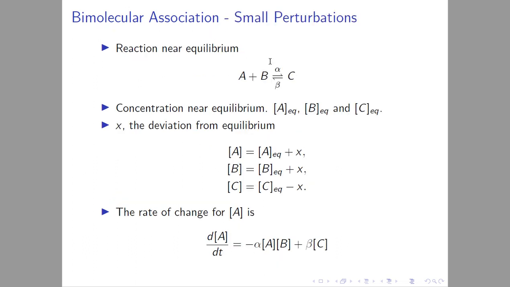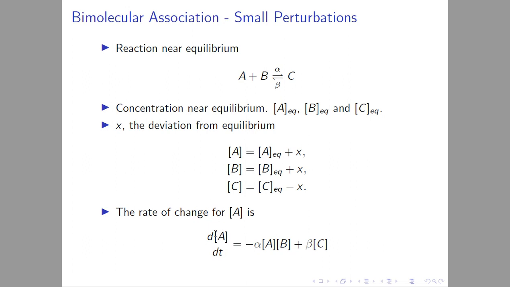Next we see the case where C can go back to A plus B. So we have beta as the rate constant. Here we see the concentrations near equilibrium: A equilibrium, B equilibrium, and C equilibrium, and we set x as the deviation from equilibrium into this equation, and the rate of change for A is different from the previous one.